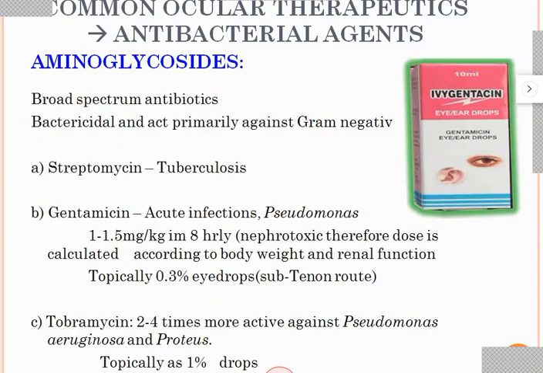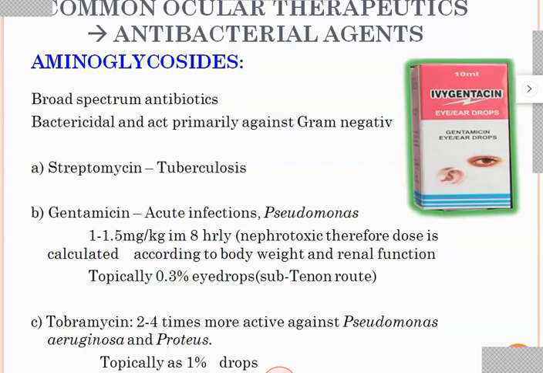Then aminoglycosides. These are ototoxic. This is also a broad spectrum antibiotic, bactericidal, and primarily acts against gram-negative organisms. Streptomycin is given to treat tuberculosis, and gentamicin in cases of acute infections like pseudomonas. They are given in a dosage of 1 to 1.5 milligram per kg intramuscularly every 8 hours. This is nephrotoxic, therefore the dose is calculated according to the body weight and renal function of the individual. It can be given topically also in the form of 0.3% eye drops, and by the subconjunctival route also.